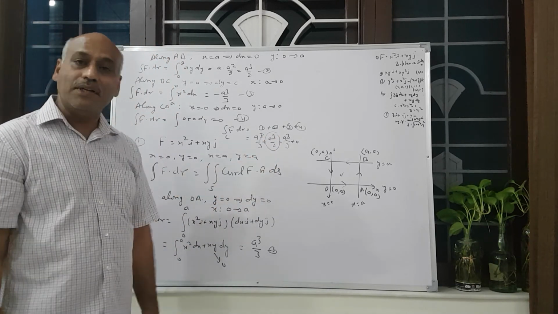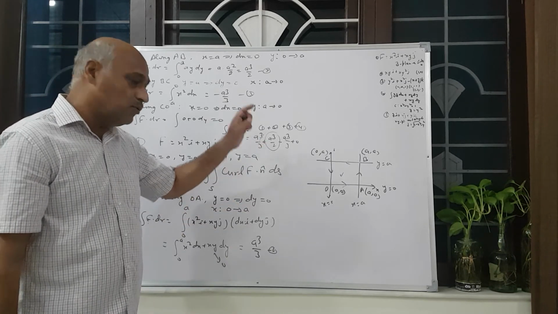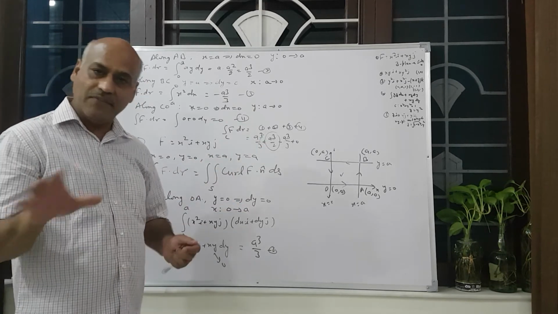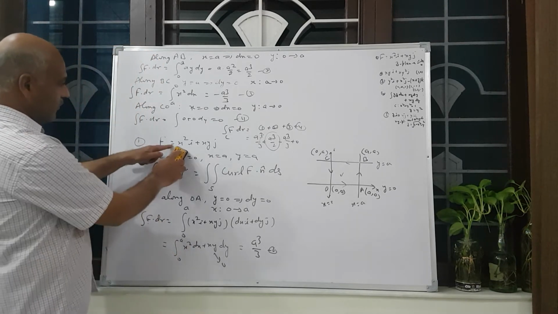So now we calculate the curl of f, the right hand side. It should also be a cube by 2. Then verify. Here f is this one.